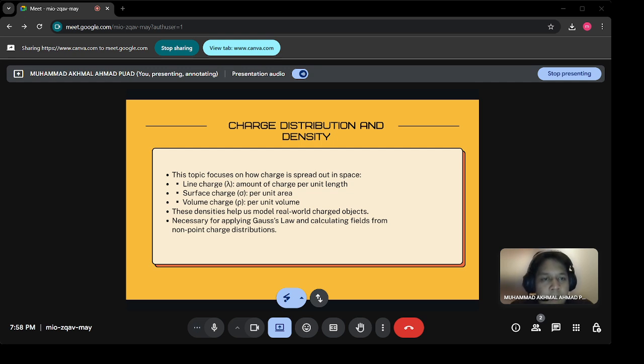And then charge distribution and density. This topic focuses on how charge spreads in space. Line charge is the amount of charge per unit length, surface charge per unit area, and volume charge per unit volume. This density helps us model real-world charged objects, necessary for applying Gauss's law and calculating field from non-point charge distributions.